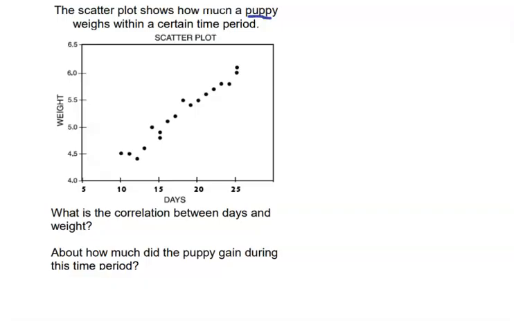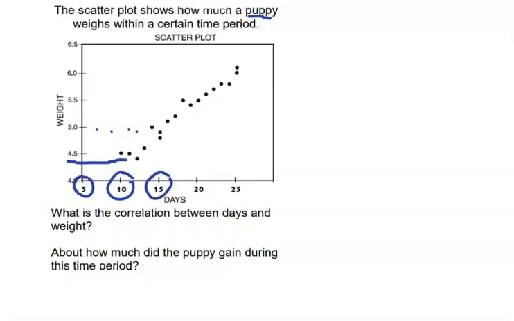Okay, so when you have a doggy and you get him as a puppy, sometimes they grow really fast. So a puppy weighs within a certain time period. Here's the scatter plot. Okay, so if we look at this, our puppy in 5 days, I don't think we must have had the puppy because we don't know how much it weighed at that point. And then in 10 days, the puppy weighed about 4.5 pounds.